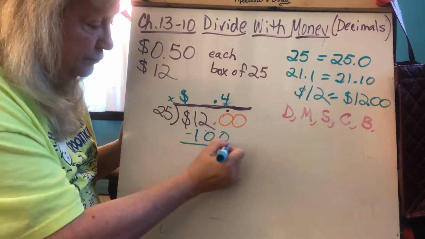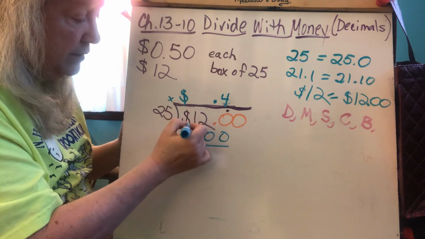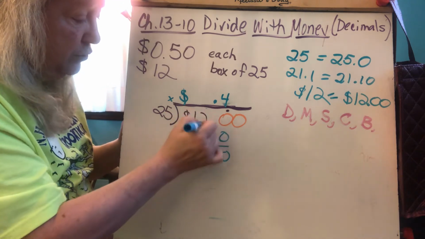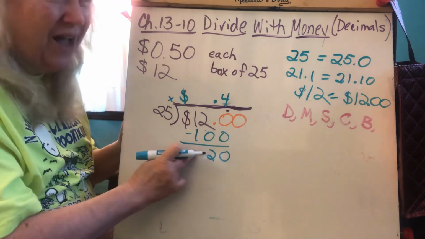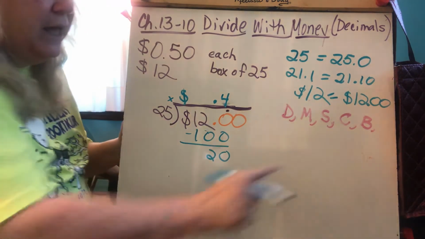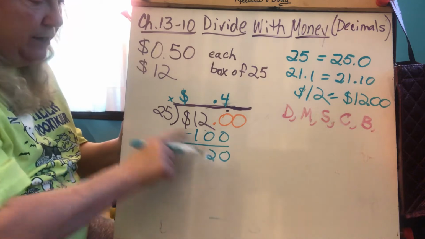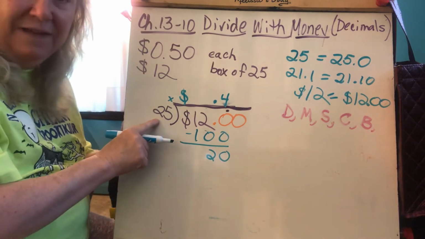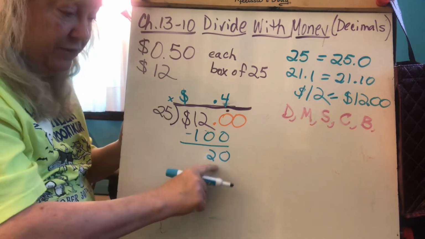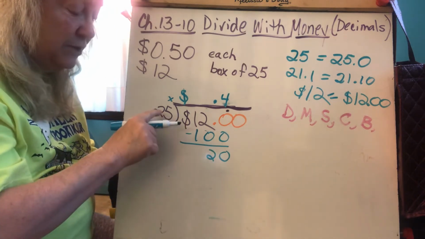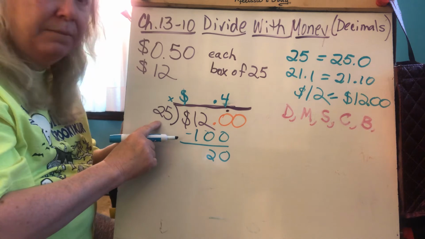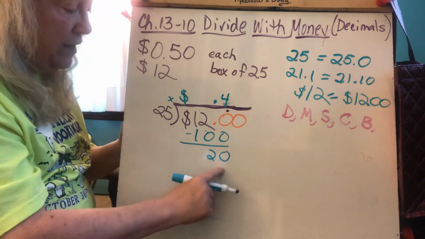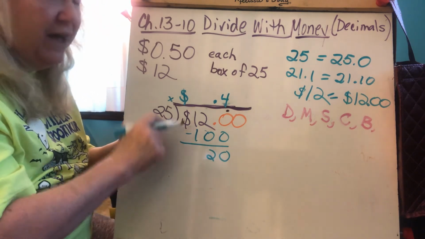Subtract. 0 minus 0 is 0. 2 minus 0 is 2. 1 minus 1 is 0. I don't put that 0 there. Compare. 20 is smaller than 25 like it's supposed to be. Remember, this number when you subtract has to be smaller. It cannot equal your divisor and it cannot be larger than your divisor. So 20 is smaller than 25, so I'm good.